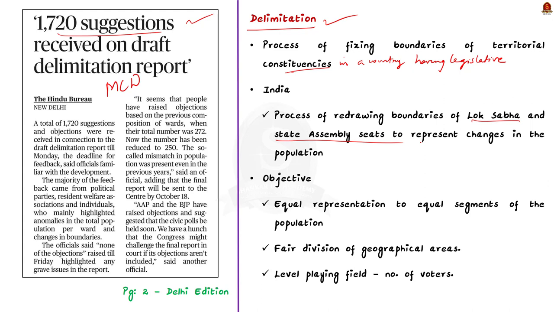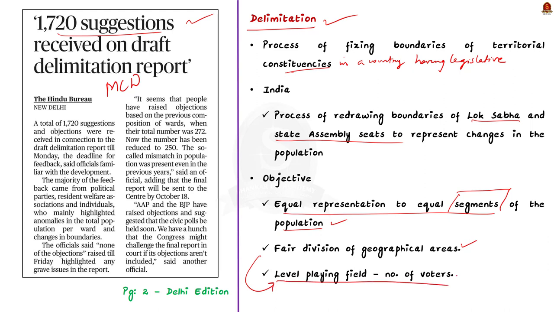Now, you may wonder, why is this done? The objective of the delimitation is to have equal representation to equal segments of the population. Other than this, delimitation is done to ensure a fair division of geographical areas so that all political parties or candidates contesting elections have a level playing field in terms of number of votes.